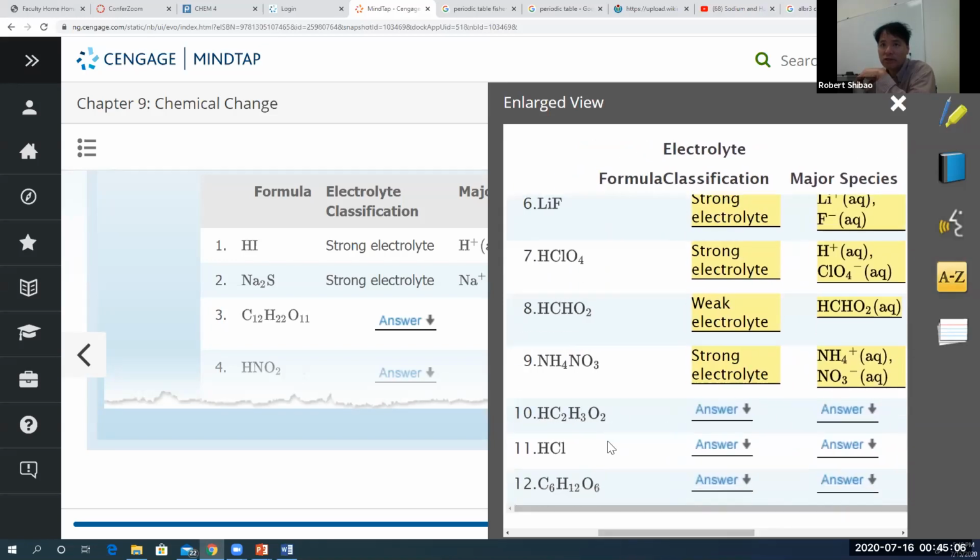Okay, number 10, you should recognize this acid. This is a very common acid, also known as vinegar. And so vinegar consists of acetic acid, that's correct. And is acetic acid soluble? Yeah, it's a group 1. We're going to assume all acids are soluble. It's not always correct, but that's what we're going to assume. Is it a strong acid or weak acid?